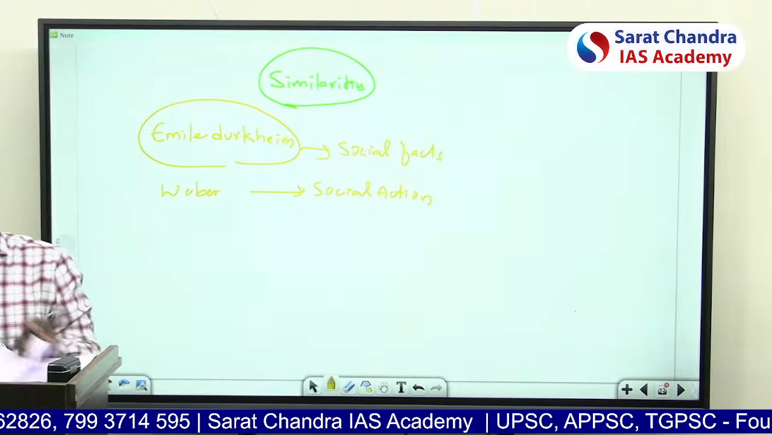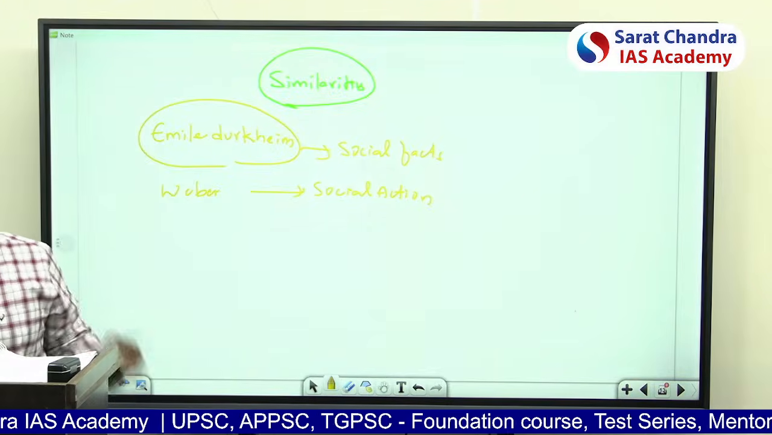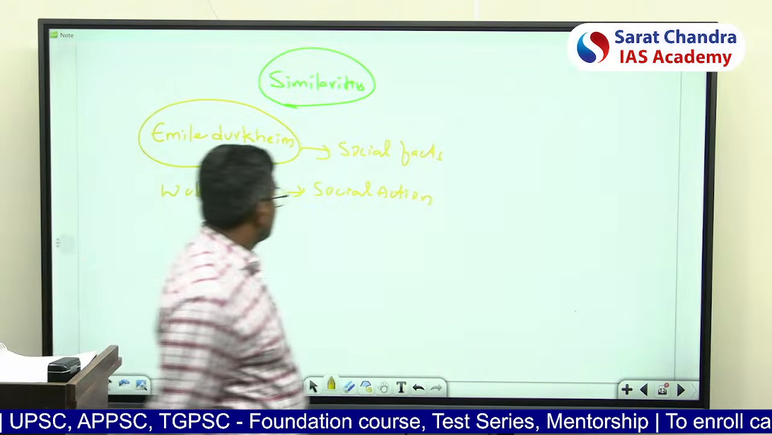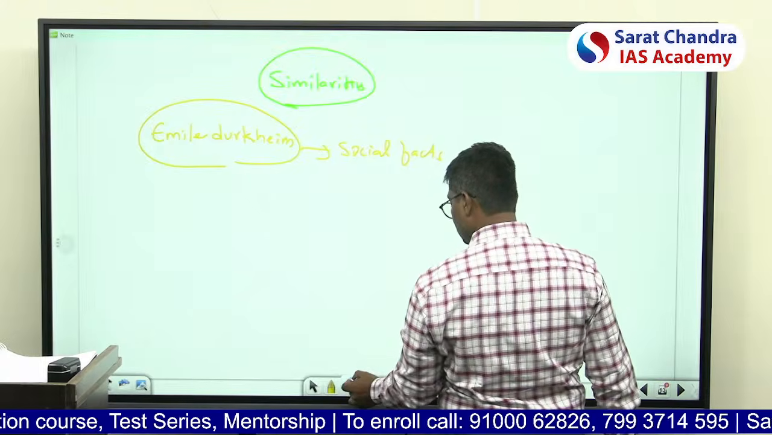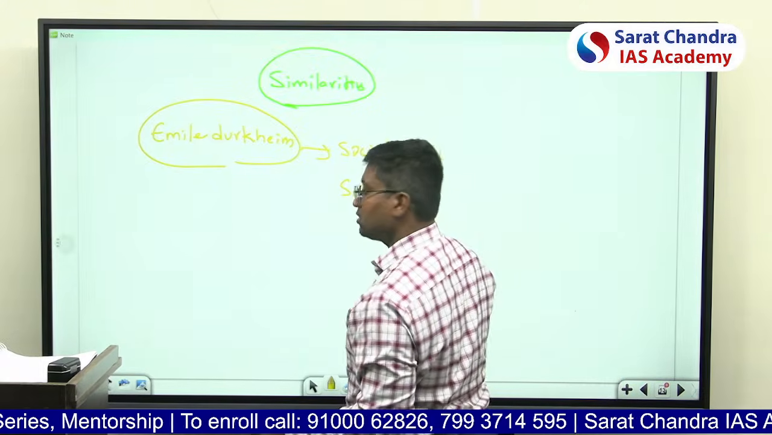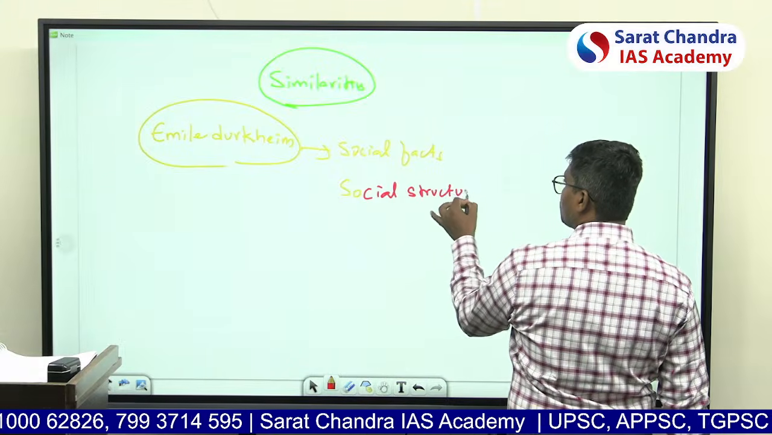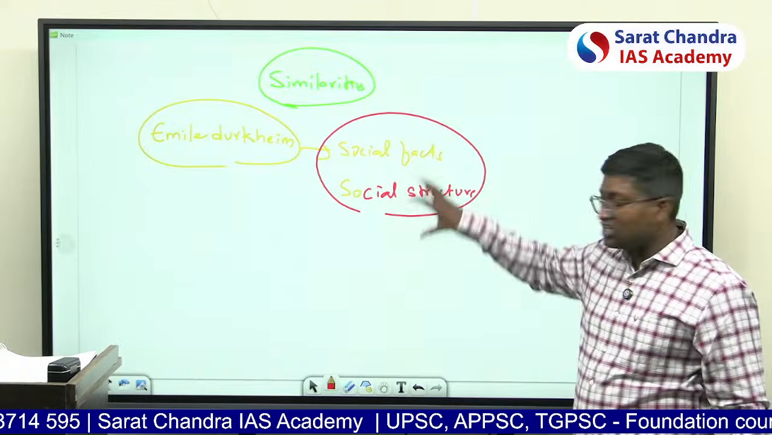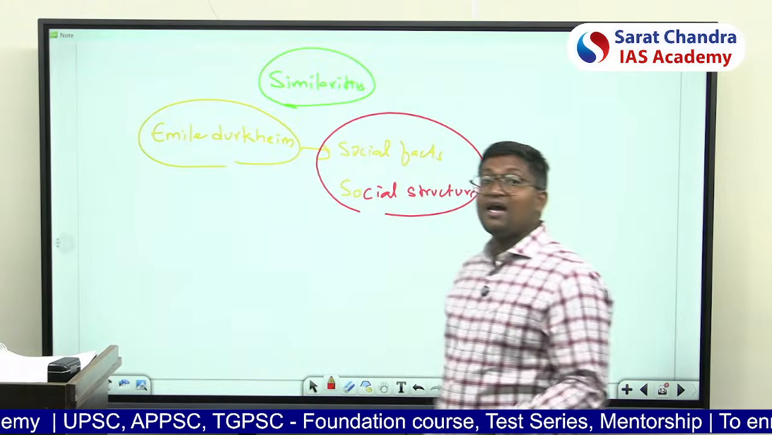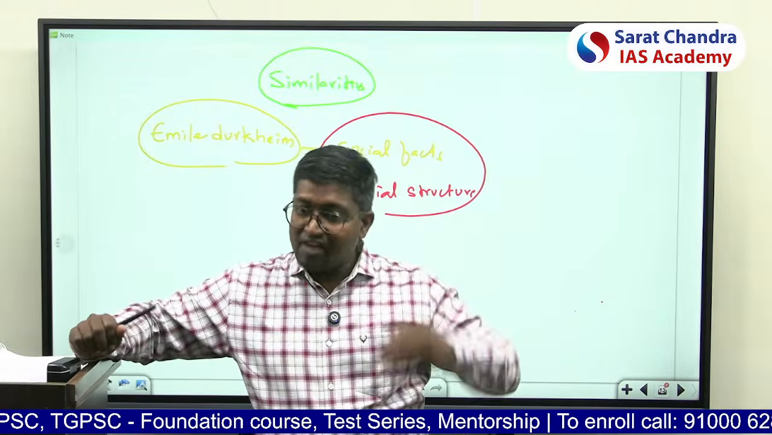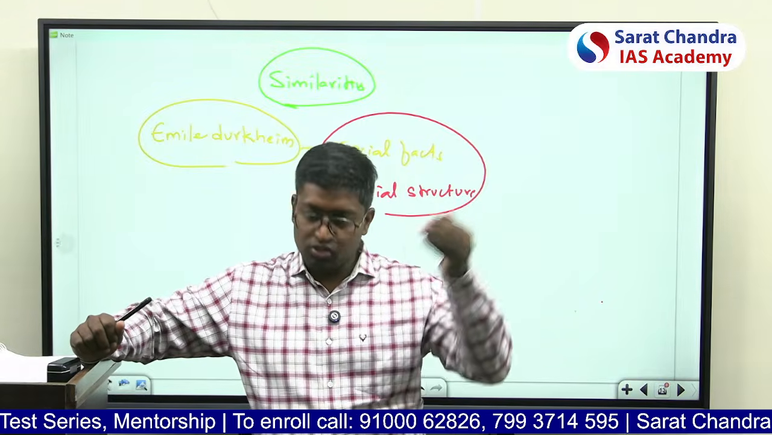Durkheim's theory of social fact and social structure, how Durkheim studied social fact and social structure, influenced Malinowski and A.R. Radcliffe-Brown. So you have to write: the methodology used in sociology was borrowed by anthropologists from sociologists.